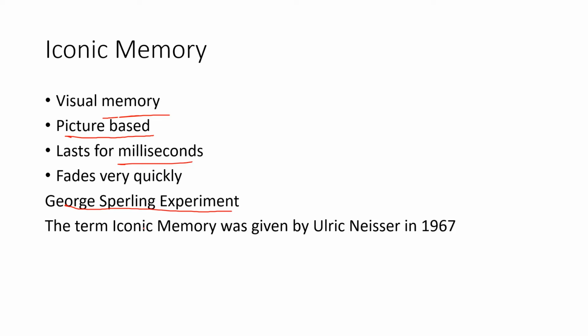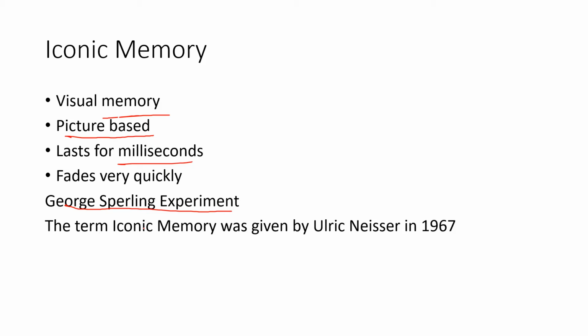Another version of this experiment was given by George Sperling. Everything remained the same, but after the screen went black, participants heard either a high-pitched, medium, or low-pitched tone. If subjects heard a high tone, they were to report the top row. If medium, the middle row. If low, the bottom row. The result was that the participants were able to recall most of the letters, more than 3 letters per row, so in all 9 to 10 letters.